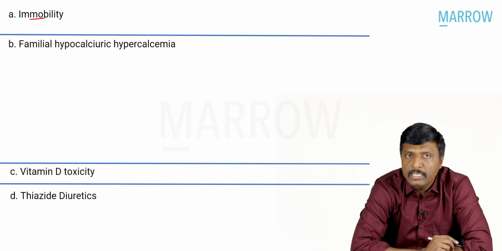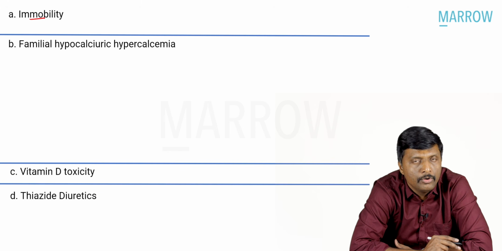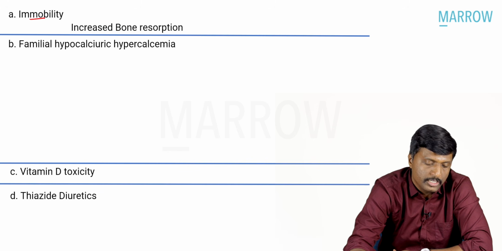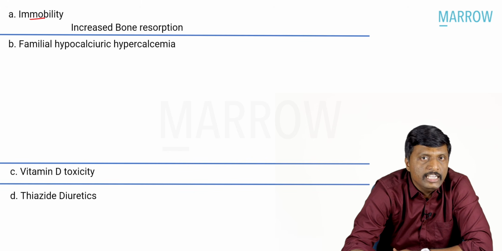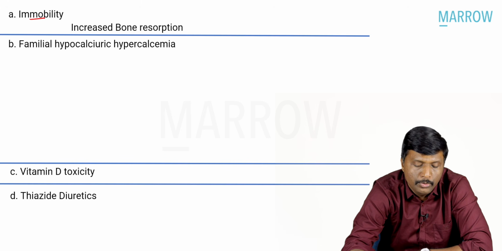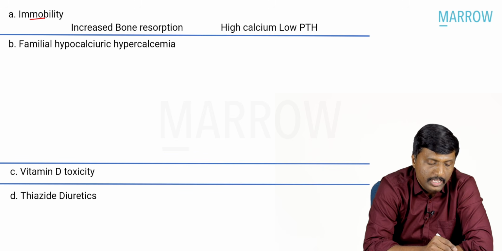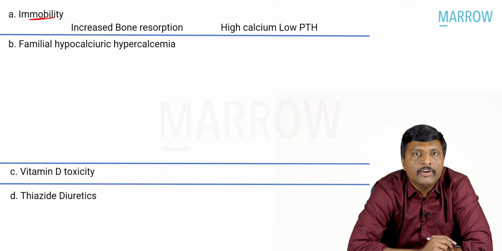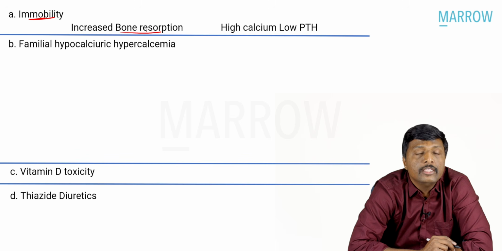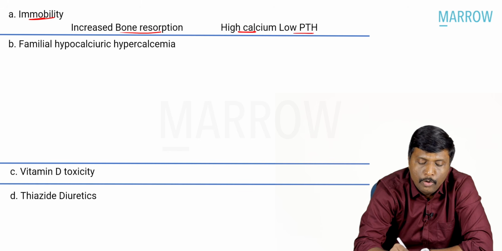Immobility. There is no stimulus available for bone growth now because the person is immobile. Immobility leads to increased bone resorption. Whenever there is increased bone resorption, there is more calcium. High calcium means you don't need parathormone. Parathormone will be low. Simple. Immobility, there is no stimulus for bone growth, there is exaggerated bone resorption. When there is bone resorption, high calcium means low parathormone.